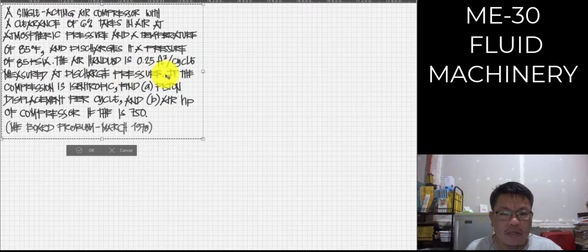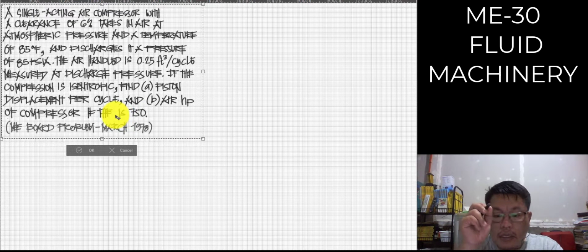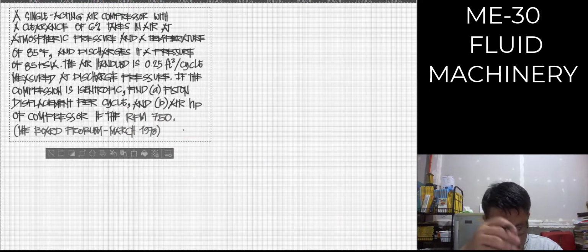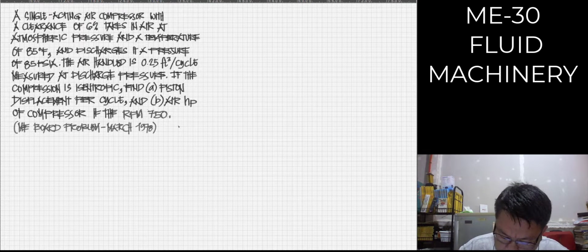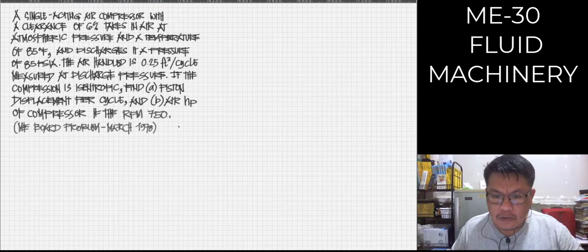Now if the compression is isentropic, find A, the piston displacement per cycle, and B, the air horsepower of the compressor if the RPM is 750. So I'm going to rephrase that: it is 750 RPM. Okay, so let's try to determine what is given in the problem.